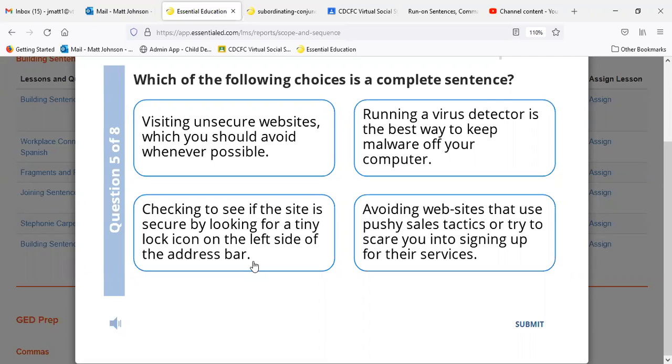Checking to see if the site is secure by looking for a tiny lock icon on the left side of the address bar. Who is doing that? That doesn't sound right. Avoiding websites that use pushy sales tactics or try to scare you into signing up for their services. Nope. So yeah, running a virus detector. That's the correct way to use a verb as a subject.